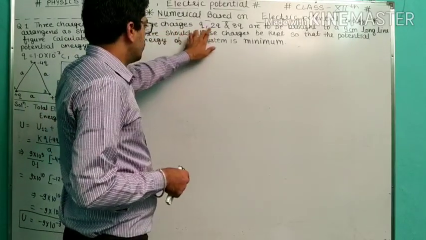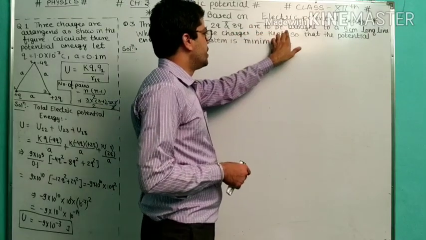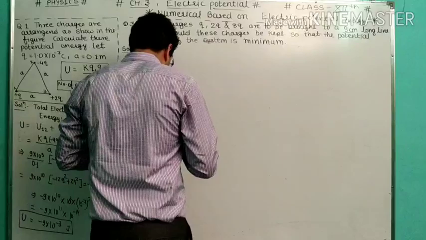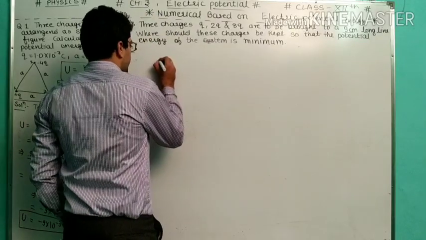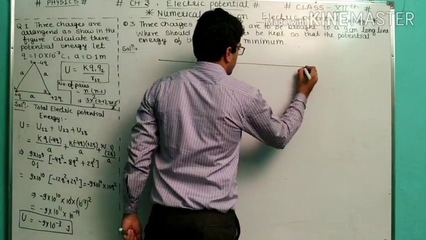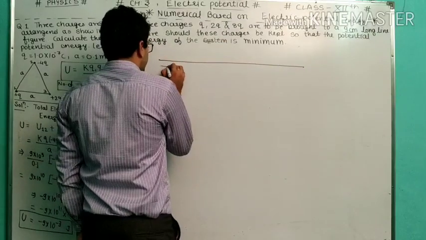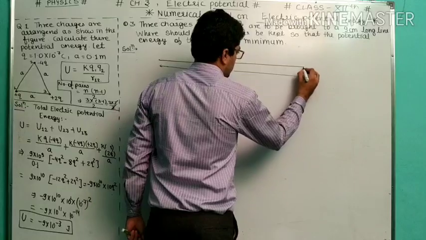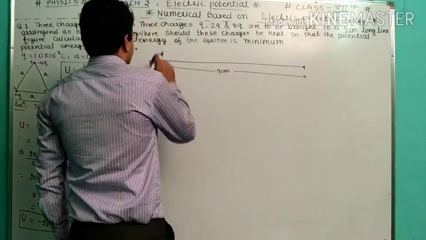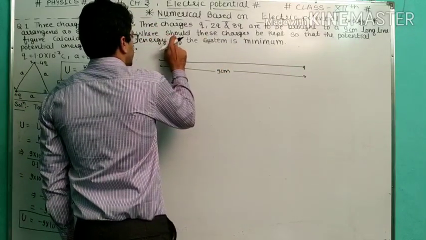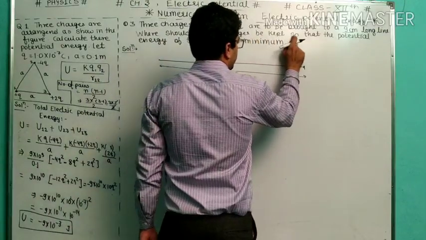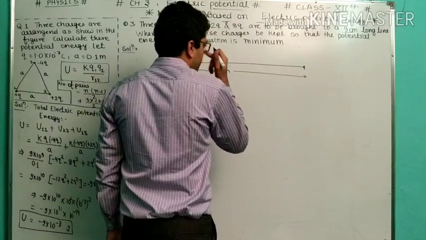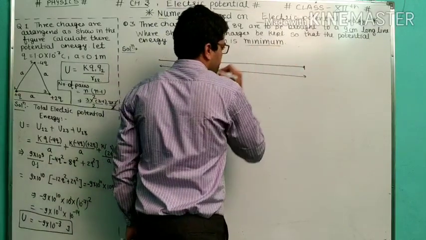Three charges Q, 2Q and 8Q are to be brought to a 9 cm long line. So the question statement is, we are bringing the charges to a 9 cm line. Another condition is given in the question: where should these charges be kept so that the potential energy of the system is minimum? See, we want minimum potential energy.